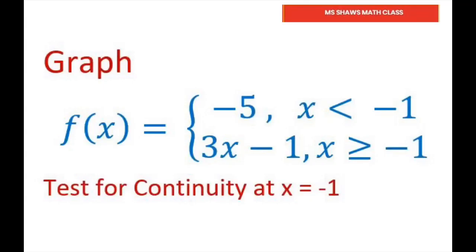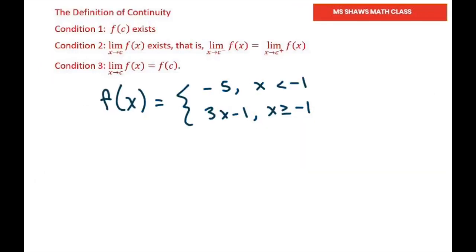Hi everyone, we're going to graph this function f of x and also test for continuity at x equals -1 because that's where the changes are happening. So the first thing we're going to do is test for continuity, and there's your equation. The definition of continuity means that it must meet these three conditions.